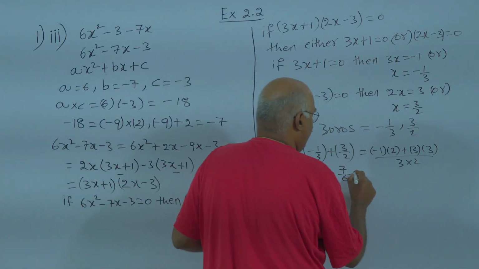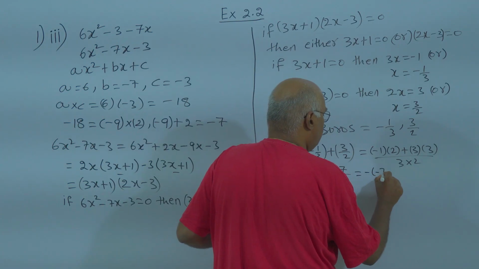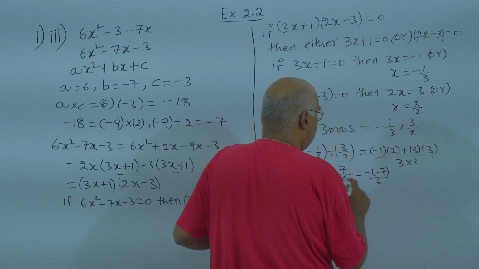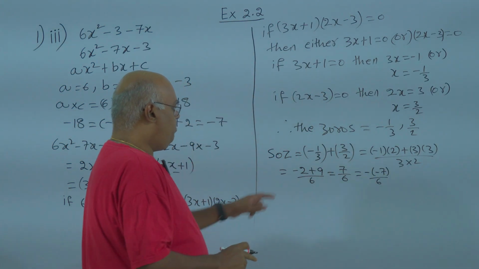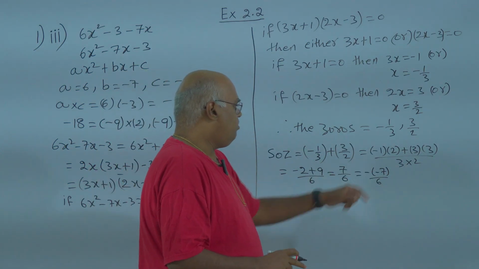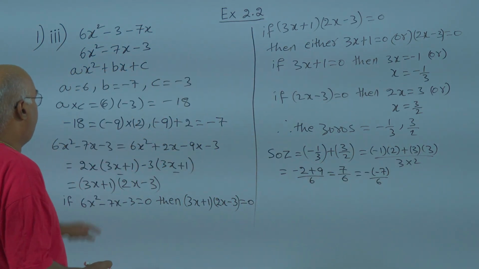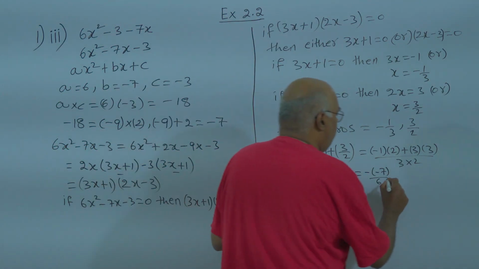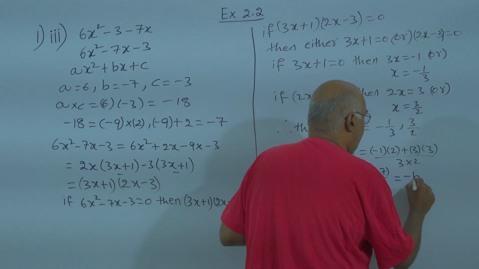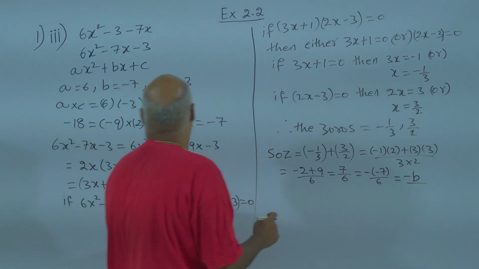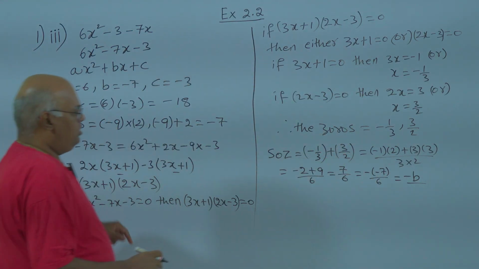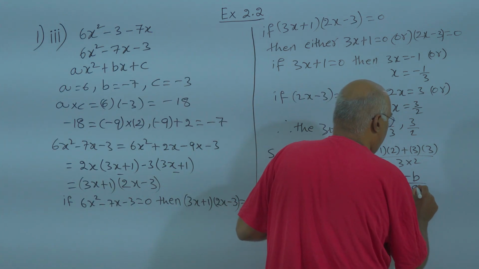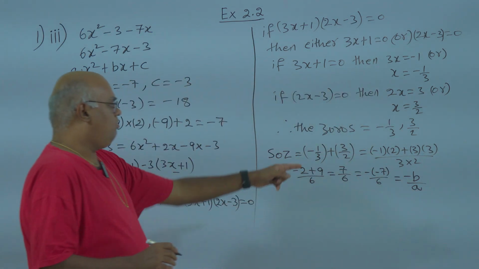Now this 7 I will write as minus of minus 7 by 6. So minus into minus is plus. So plus 7 I wrote as minus into minus 7. So what is minus 7? Minus 7 is nothing but the value of b. So this I can write as equal to minus b by, what is 6? 6 is nothing but the value of a. So minus b by a. So I am getting the sum of zeros is equal to minus b by a.